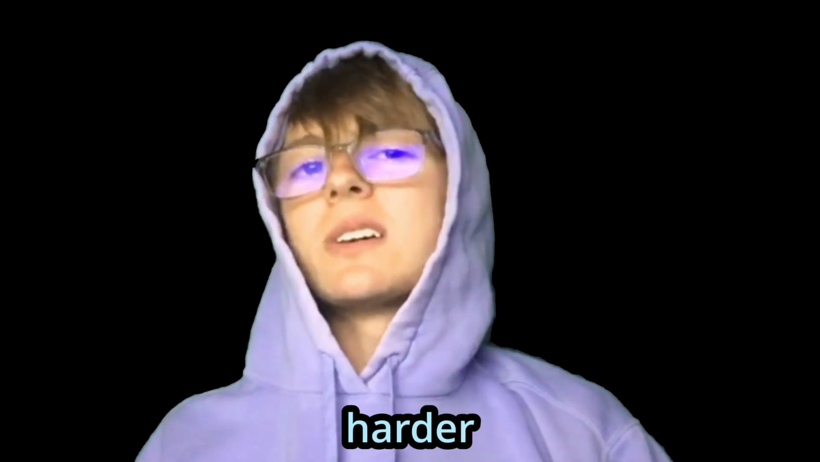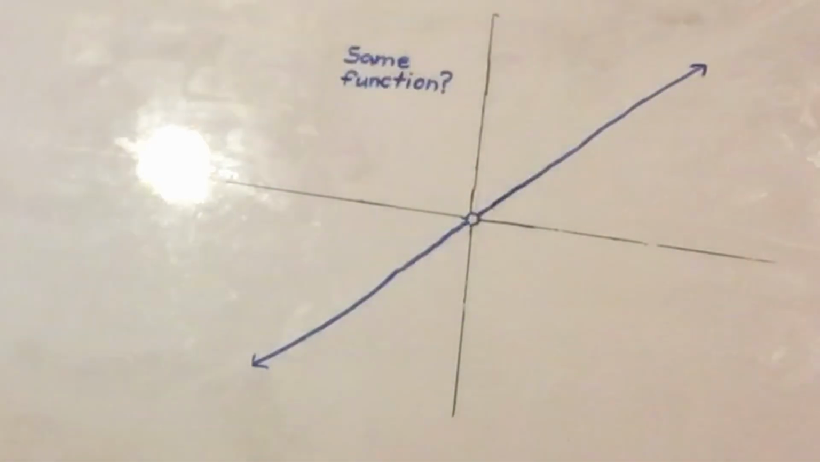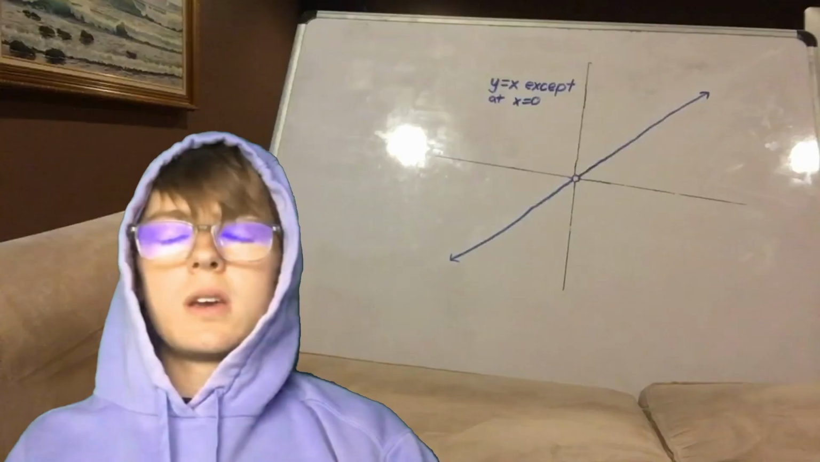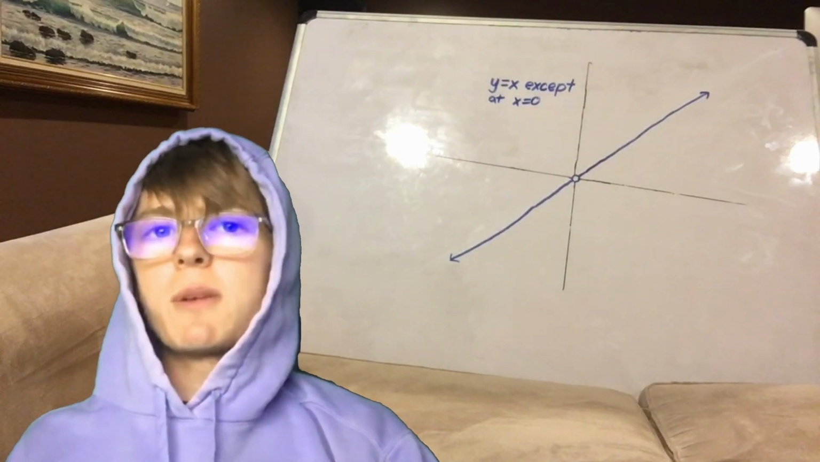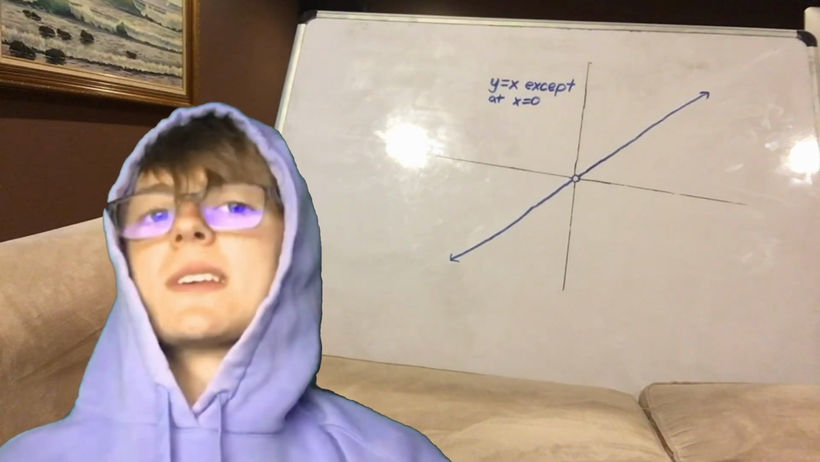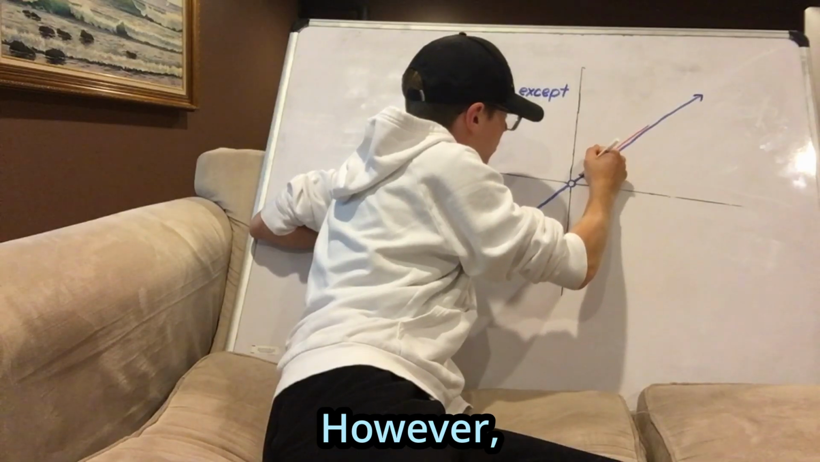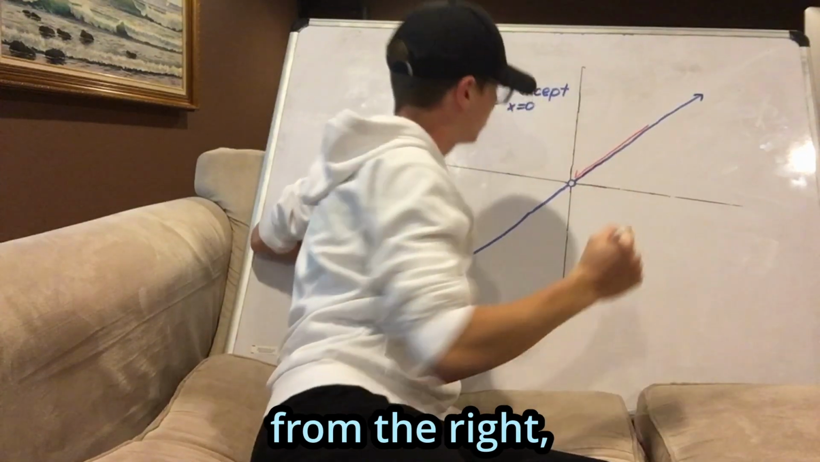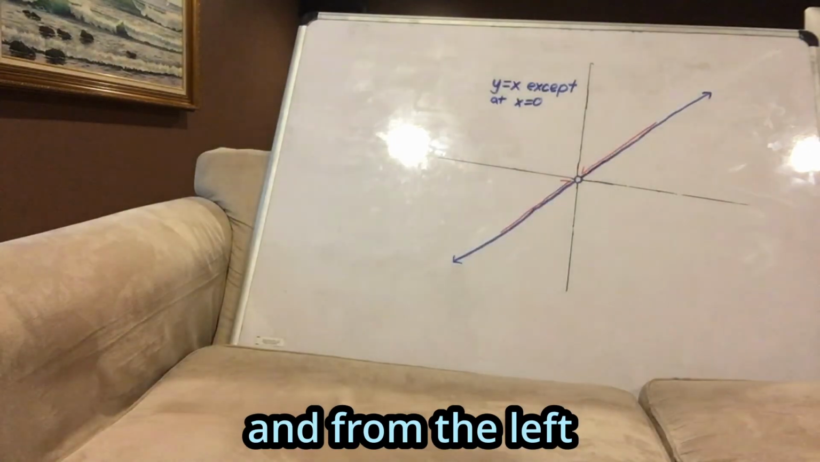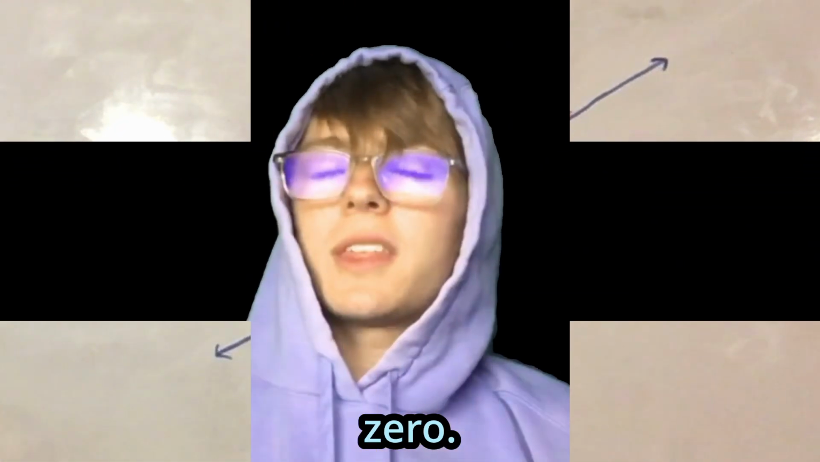But let's make it a little harder and test your skills. This function is the same exact function. Almost. This graph shows y equals x for every point except x equals 0, where it is undefined. What is the limit as x approaches 0 for this function? You may say that the limit doesn't exist because the function never even touches 0. However, the limit actually does exist because from the right it is approaching 0 and from the left it is also approaching 0.